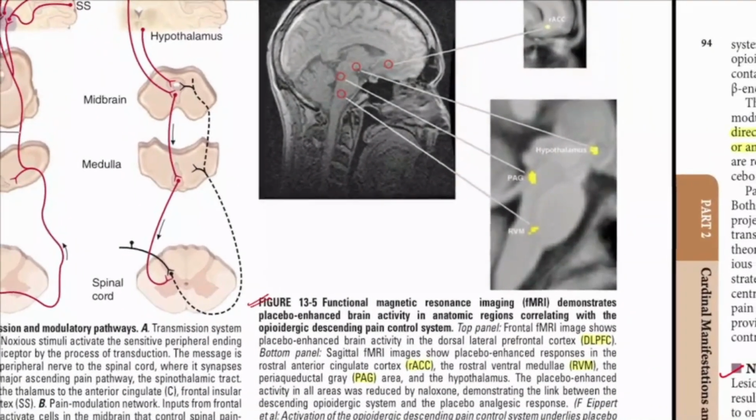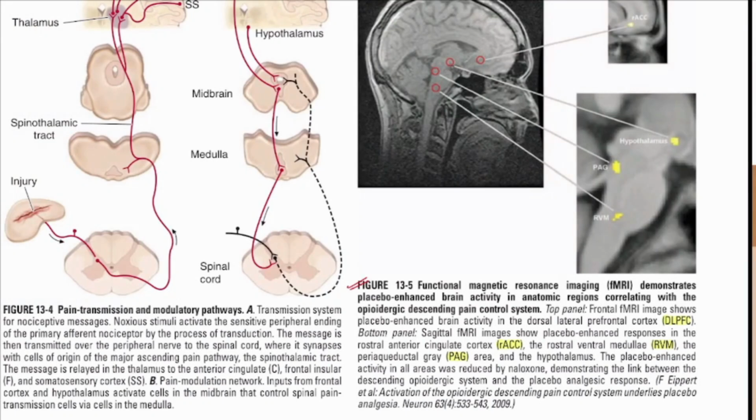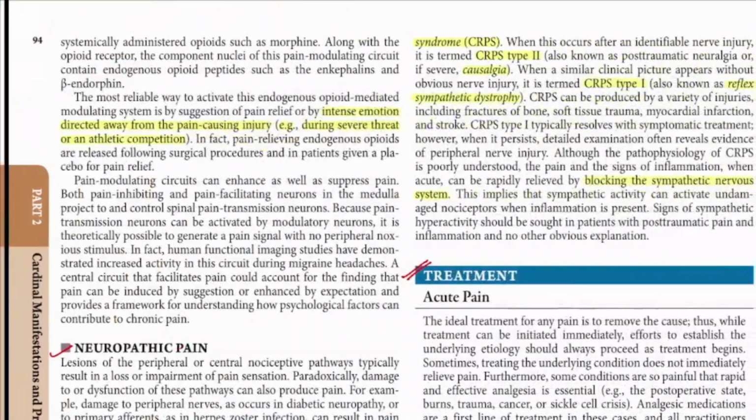If we do a functional MRI, we will see various areas of the brain involved. First is the dorsolateral prefrontal cortex, DLPFC. Then the rostral anterior cingulate cortex, periaqueductal gray, and rostral ventral medulla. These are the areas which are involved in pain modulation. Right, intense emotion directed away from the pain causing injury during severe threat or an athletic competition. Right.